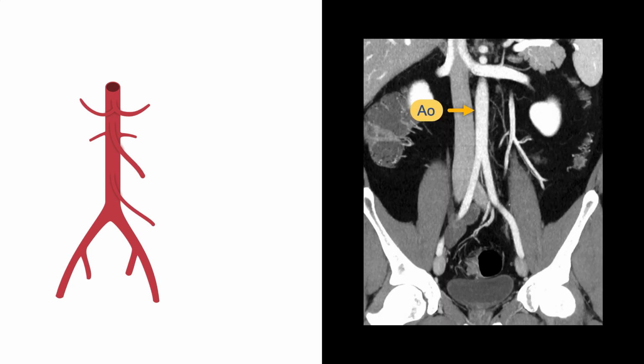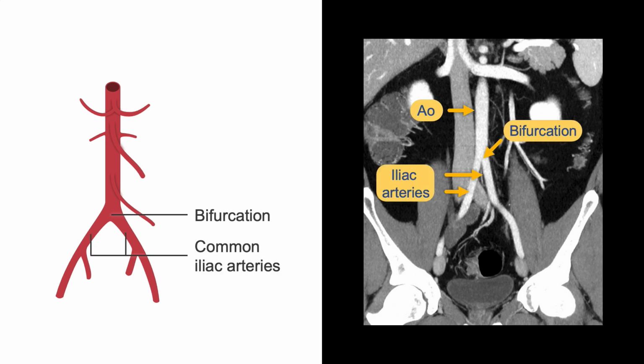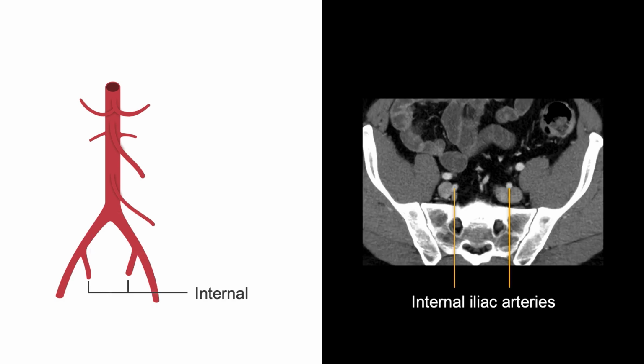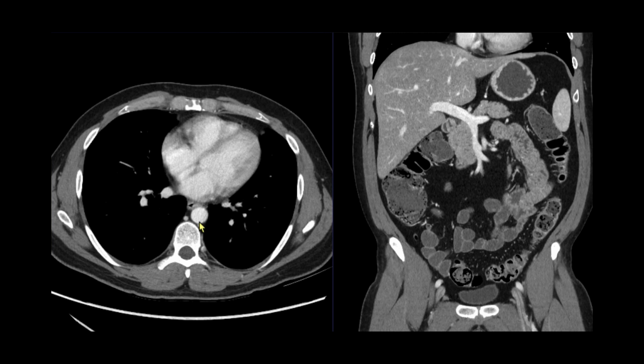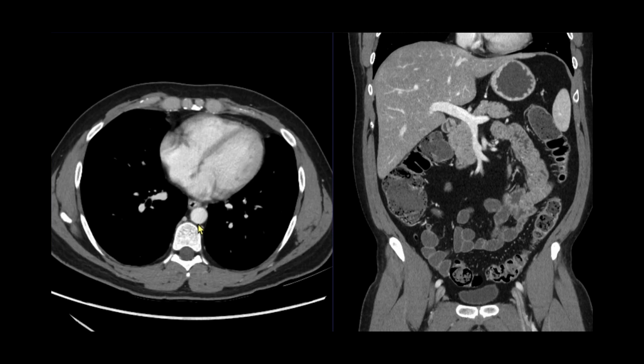Finally, as we reach the end of the aorta at the aortic bifurcation, it splits into the common iliac arteries. The common iliac arteries then split into the internal and external iliac arteries, supplying the pelvis before descending into the upper thighs as the femoral arteries. Let's scroll through this key anatomy to get a sense for how we can efficiently review this important vasculature.